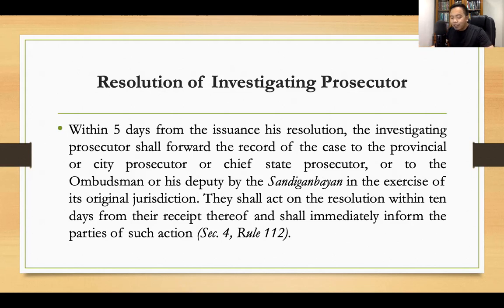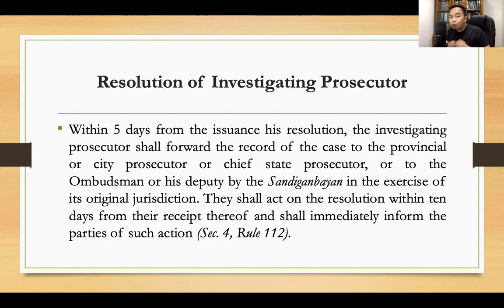Now, in case the investigating prosecutor finds ground or reason to hold the respondent for trial, what he will do is to prepare the resolution. Within 5 days from the preparation of this resolution, he shall forward the record of the case to the higher authority. Who is the higher authority? It can be the provincial prosecutor, or in cities with their own prosecutors, then the city prosecutor, or it can be forwarded as well to the chief state prosecutor or to the ombudsman or his deputy in cases cognizable by the Sandiganbayan in the exercise of its original jurisdiction. So these are the higher authorities than the investigating prosecutor.